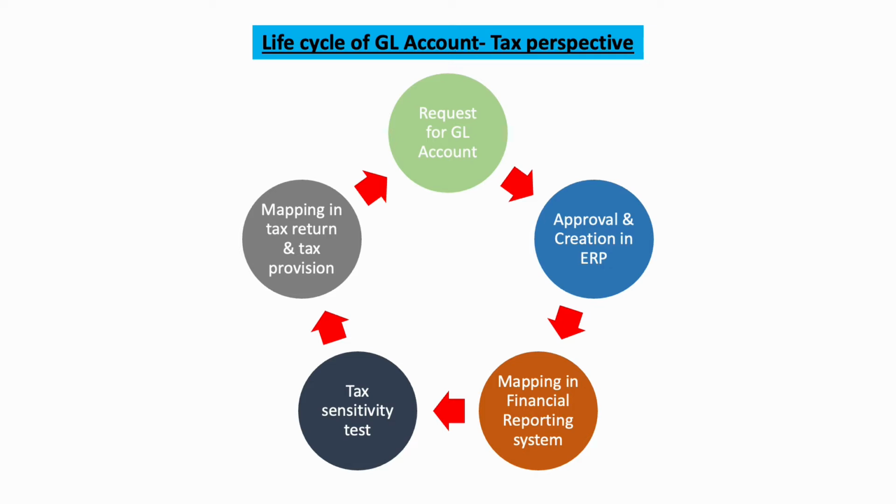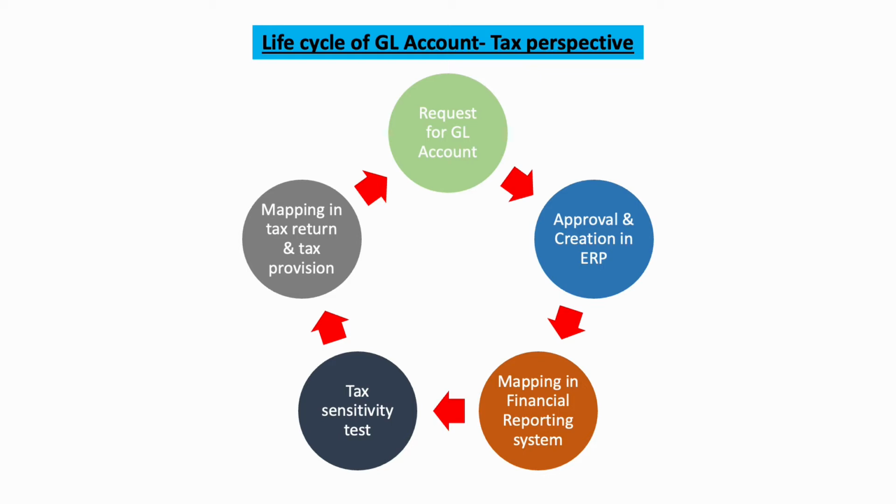The next step is approval and creation of a GL account in the ERP system. So once any department puts in a request for the new account, it runs through the internal control system of your organization and ultimately gets approved by the accounting team, and then it gets created in the ERP system which is used by our organization, which could be anything like SAP, Oracle, BAN, or any other kind of ERP system that your company is using.